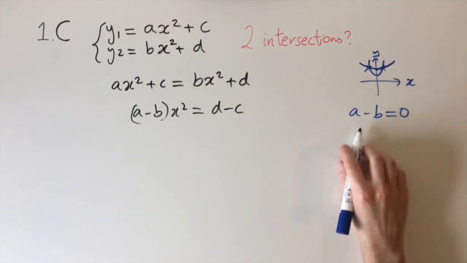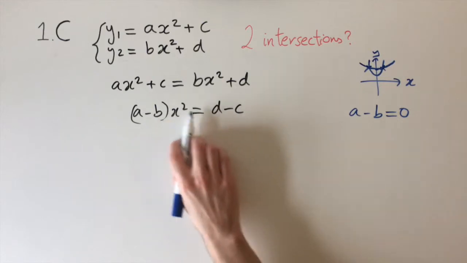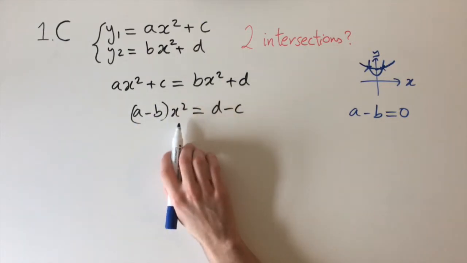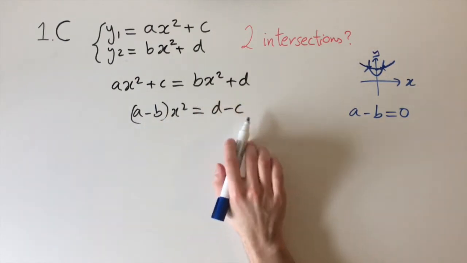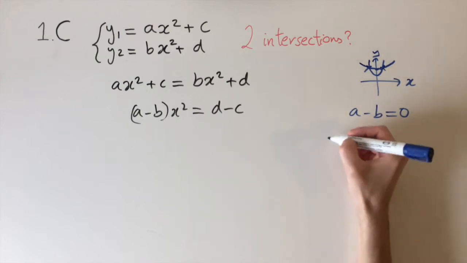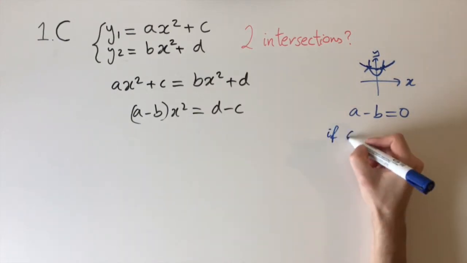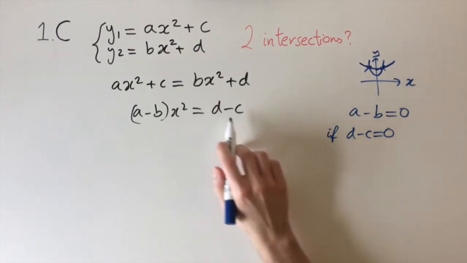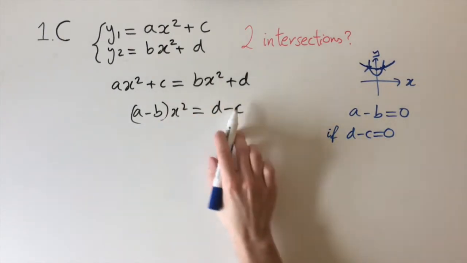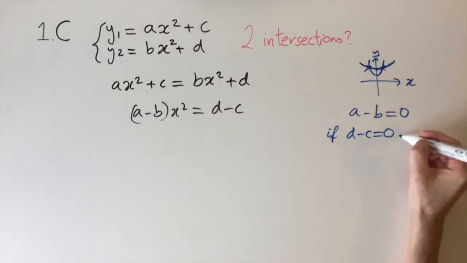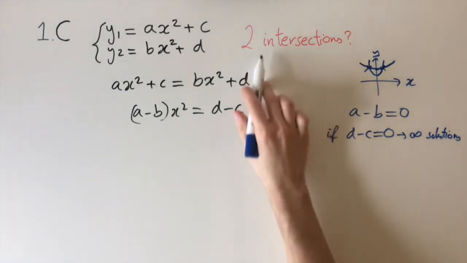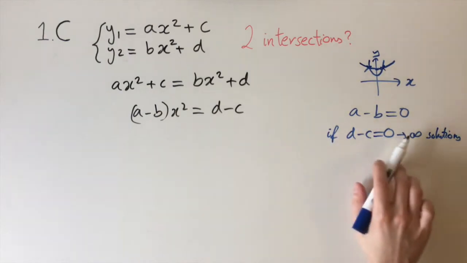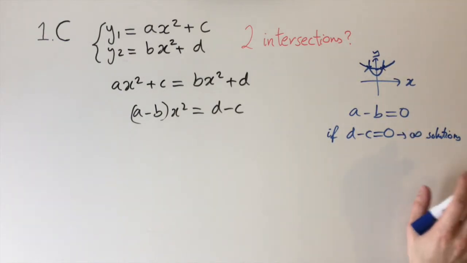So let's assume that a equals b, a minus b equals 0, then the left-hand side of this equation is always 0. No matter what value of x we take, this is always going to be 0. And for this to be true, we want the right-hand side to be 0 as well. So if we choose the values of d and c so that d minus c equals 0, then this equation is always true. We have 0 equals 0 for all values of x. That means we have infinitely many solutions. And that's absolutely fine, because we're trying to find when we have two solutions.